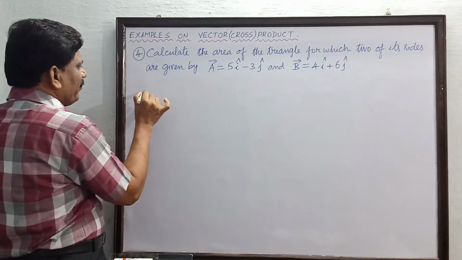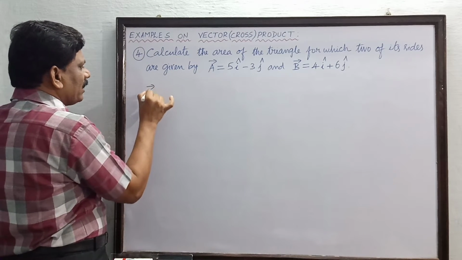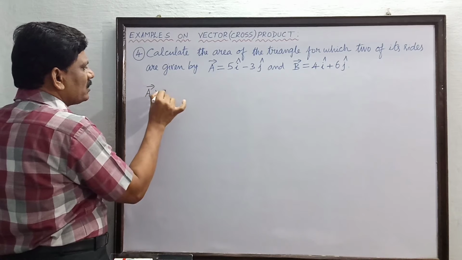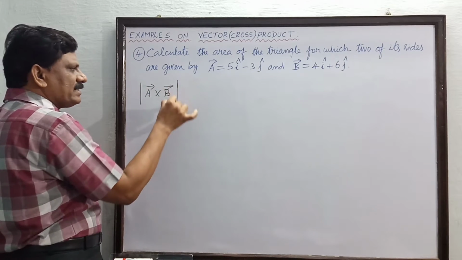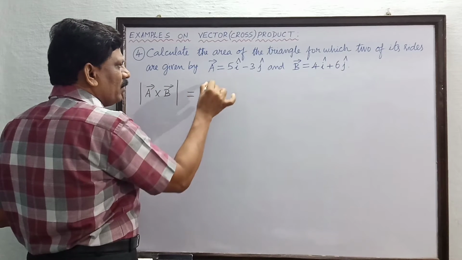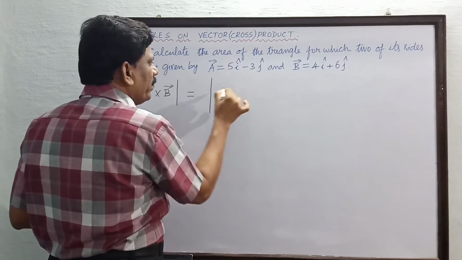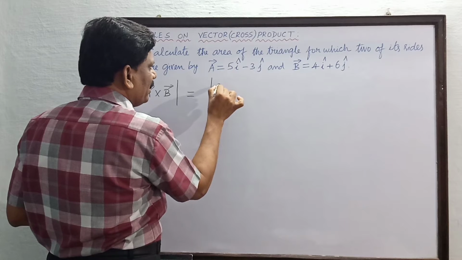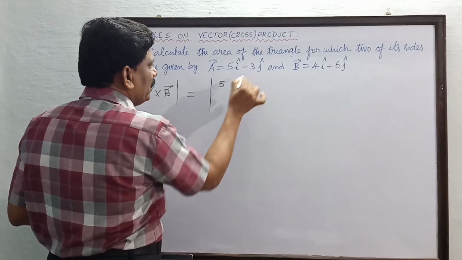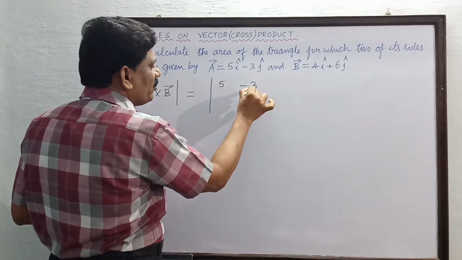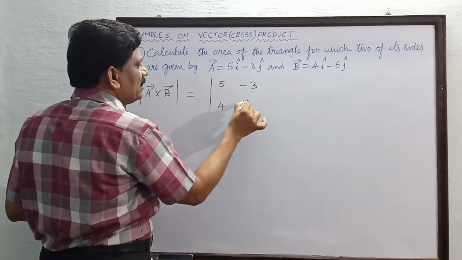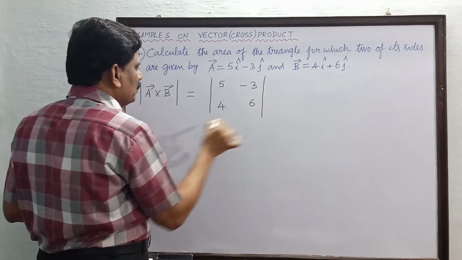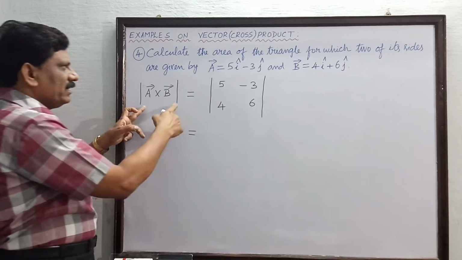So first we will find out what is the A cross B. Okay. So this is equal to A cross B, or directly its modulus itself we can find out. So that the modulus means only the coefficients we can write, that is enough. So this is 5 and this is minus 3 and the coordinates of B are 4 and 6. So this is now modulus of A cross B.